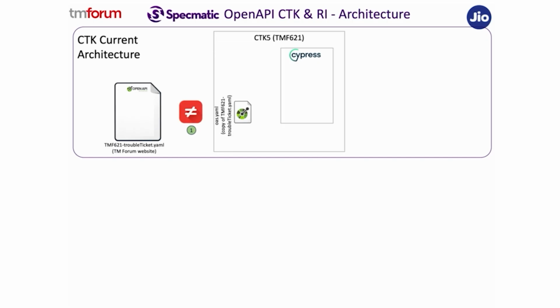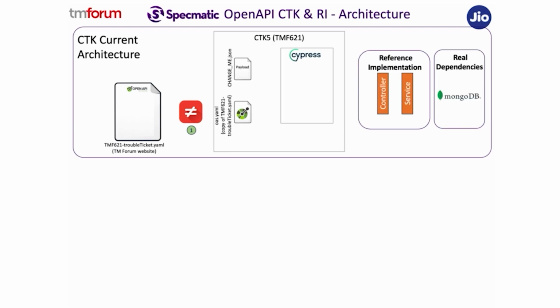And that is the first problem: we believe that this specification can go out of sync with the one that is on the website. So we should ideally have just a single source of truth and not a copy of this. The changeme.json contains the payloads that are required to run against this specific reference implementation. And so what Cypress does is it picks up the payload and sends the request to the reference implementation.